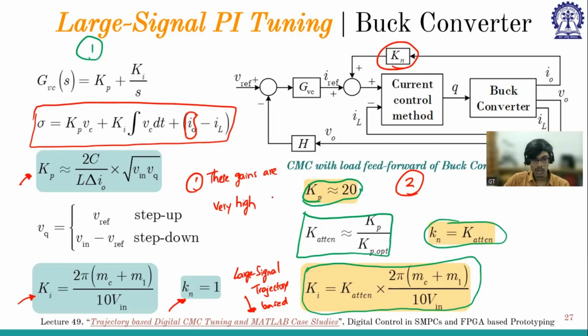So now there are two methods that we had discussed, and this is the load current feed forward. The details and the calculations I have discussed in week 5 also. If you face any difficulty, please go through that week 5. So these are the two methods, and from these two methods, we can get Kp, Ki, Kn.